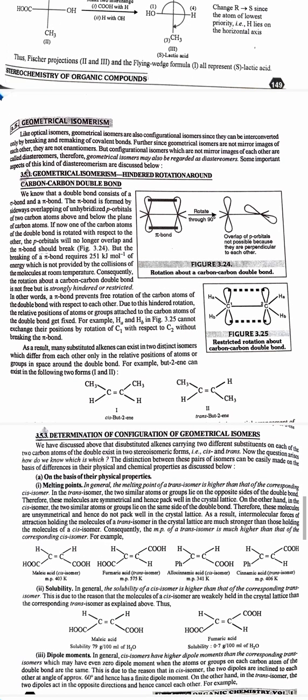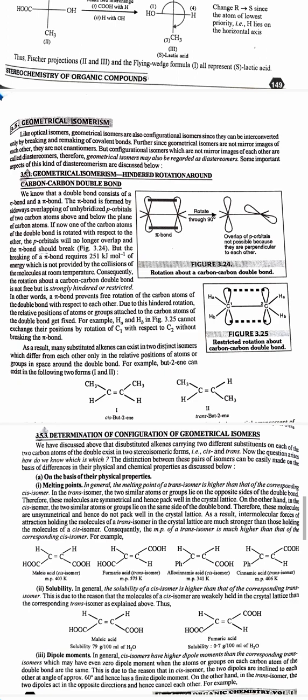We know that a double bond consists of a sigma bond and a pi bond. The pi bond is formed by sideways overlapping of unhybridized p orbitals of two carbon atoms above and below the plane of the carbon atoms. If now one of the carbon atoms of the double bond is rotated with respect to the other, the p orbitals will no longer overlap and the pi bond should break.